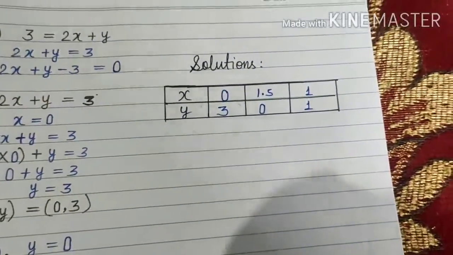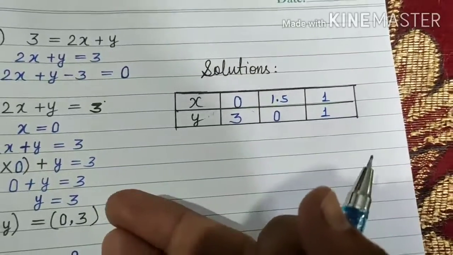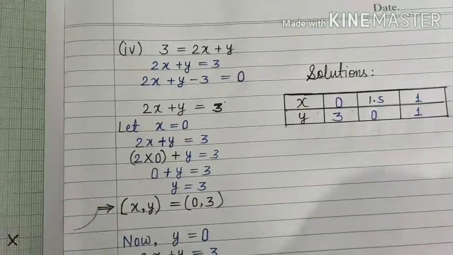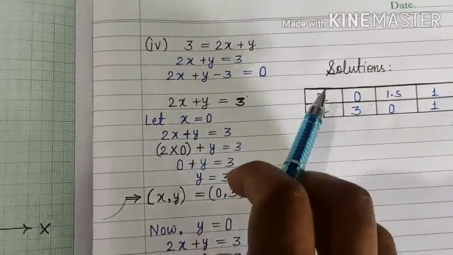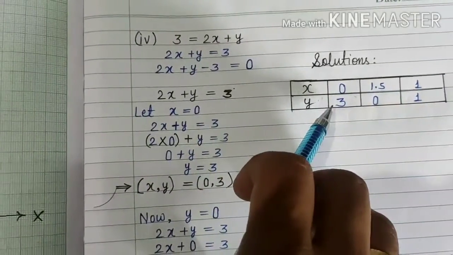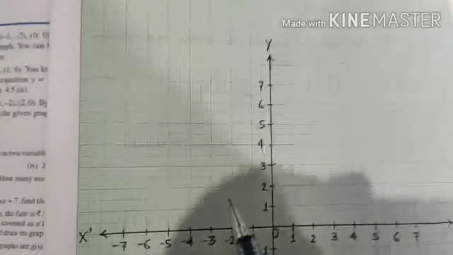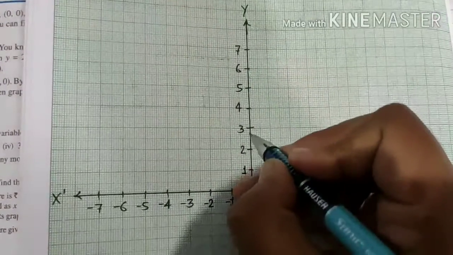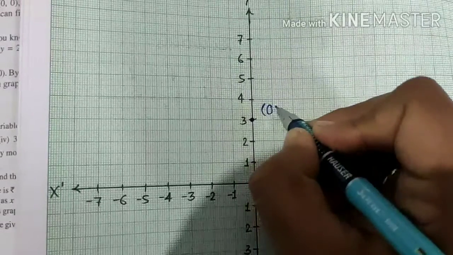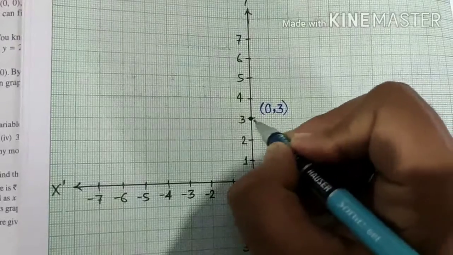Okay, now on the basis of these solutions, with at least any 2 solutions we can find the graph of this equation. So let's draw the graph. The first solution was 0 comma 3, as the value of x is 0 and the value of y is 3, so this will come on the y axis, that is 3. So just check where is the y axis. This is the y axis, where is 3? This is 3. This point will show 0 as the coordinate of x, and 3 as the coordinate of y.